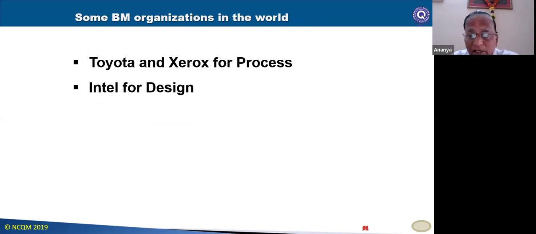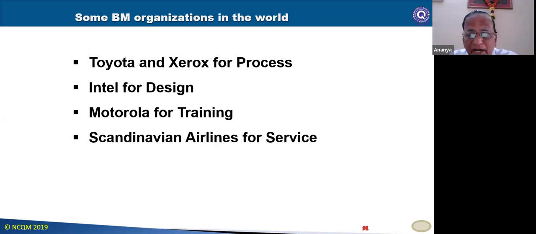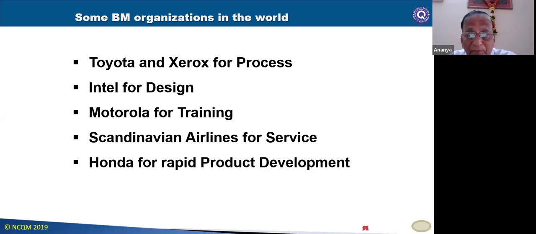Intel, for example, shows whom we should benchmark: for production system data and duplication, Xerox; for design, like R&D, Intel design is the best. They talk about Motorola for training, Scandinavian Airlines for service. I don't know, they're not traveling Scandinavian, but they travel the other way. Honda for rapid product development. Yes, product development: how fast Honda introduces its products into the market.